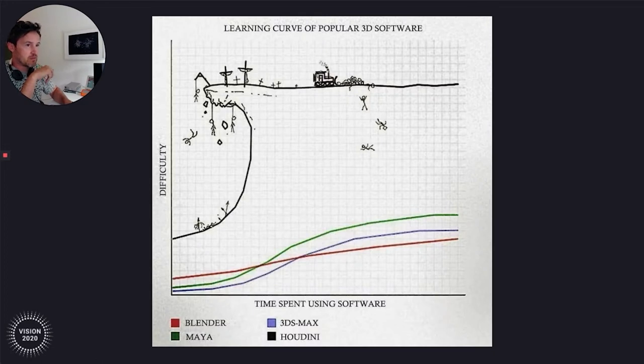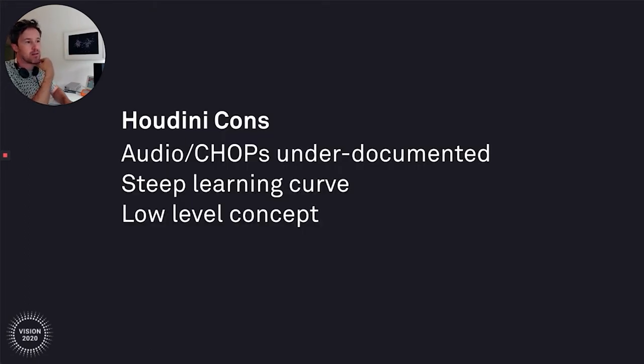This is the difficulty with it a little bit. This is a graph of the learning curves of different software. You've got Maya and Blender and stuff at the bottom, and then someone's drawn a Houdini learning curve. And it really isn't that difficult, but it's not super easy to pick up, so it took me a little while. I'm doing audio in it, and hardly anyone does audio in it, so it's quite under-documented. It's a steep learning curve, and that low-level nature of it just means it takes some time, but you can do some super cool stuff in it.